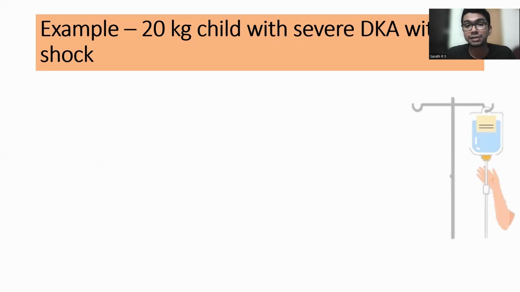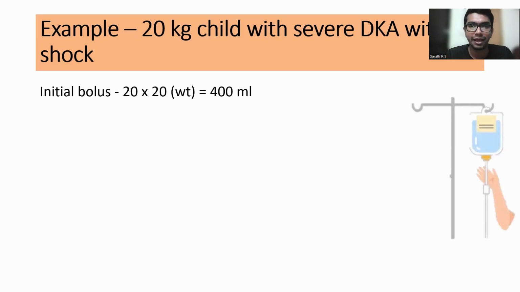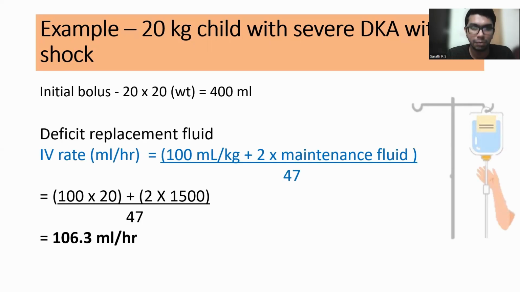Suppose the same child presented with shock. If there is shock, we have to give a 20 ml per kg bolus as per the ISPAD guideline. So we have to give 400 ml as fast as possible. After that, suppose the child improves, we won't give further boluses.